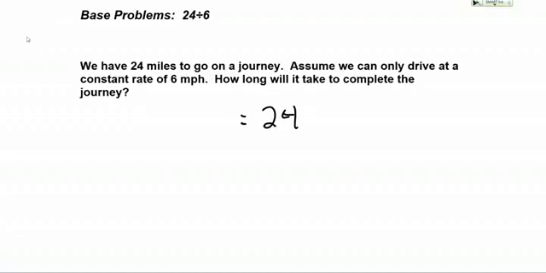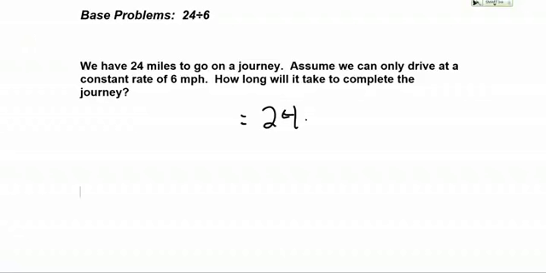So let's begin with our base problem, something like 24 divided by 6, to get a handle on what division is and what can be solved with division. Let's look at this problem. We have 24 miles to go on a journey. Assume we can only drive at a constant rate of 6 miles per hour. How long will it take to complete the journey? And you're probably thinking, well, duh, that's an easy answer. That's 4 hours that it would take.